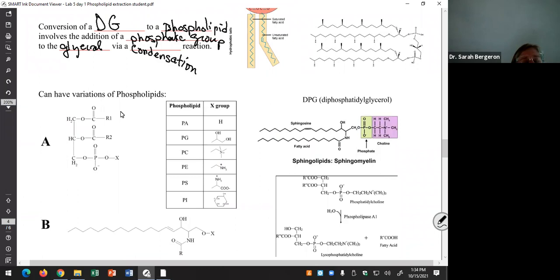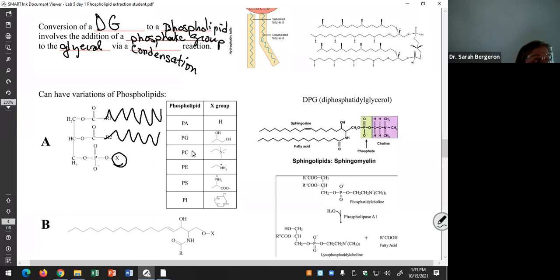There are many different variations of our phospholipids. Typically, R1 is going to be a really long tail, and R2 is going to be a really long tail. Then you have your phosphate attached to that third oxygen of the glycerol, and this X group is going to vary. Depending on what group you put in that position tells you what kind of phospholipid you have. Each tissue has a unique combination of these different phospholipids.